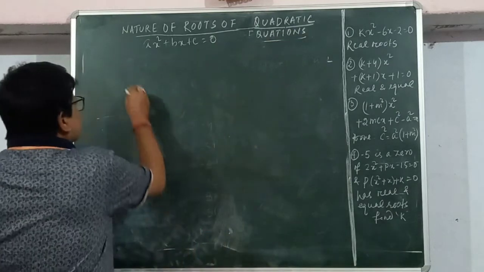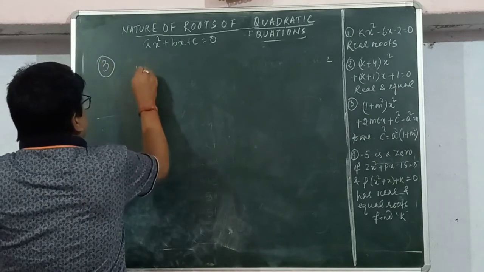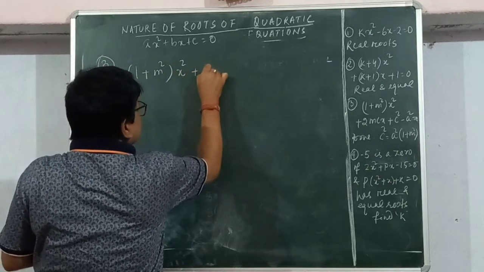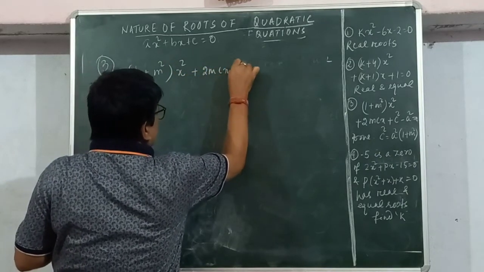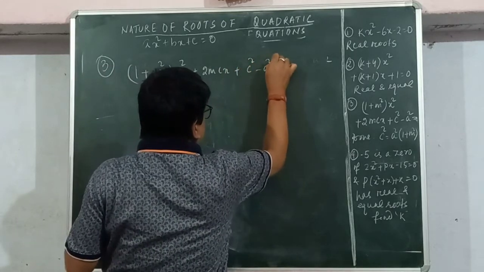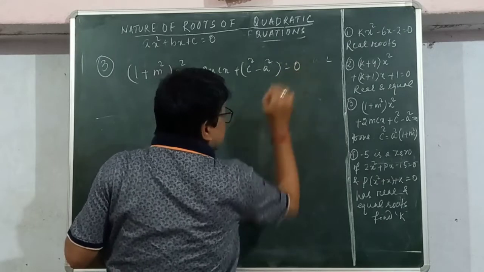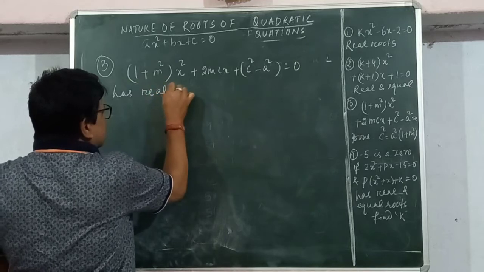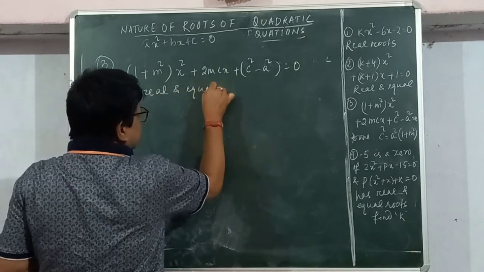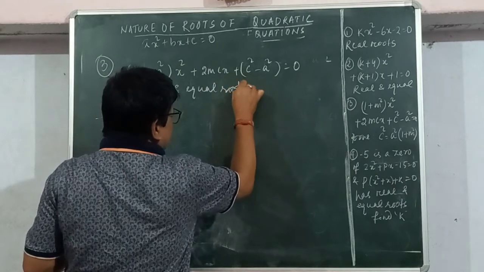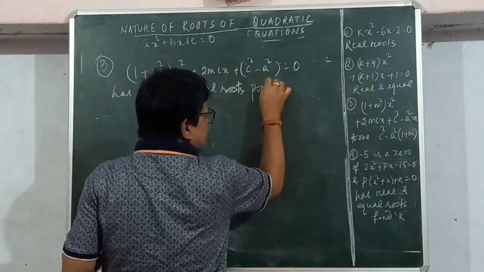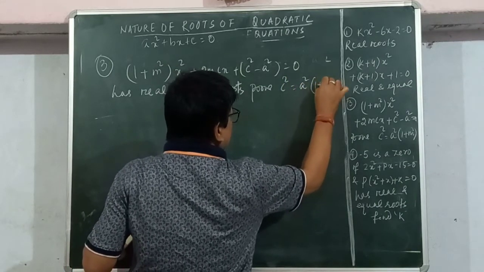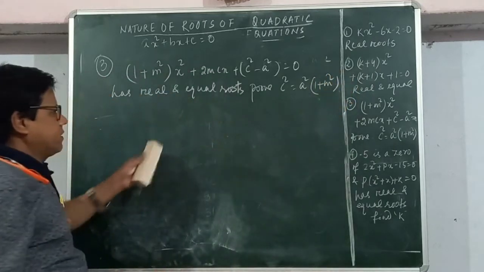Suppose it is given as (1 plus m square) into x square plus 2mcx plus c square minus a square. The quadratic equation has real and equal roots. Prove that c square is equal to a square into (1 plus m square).